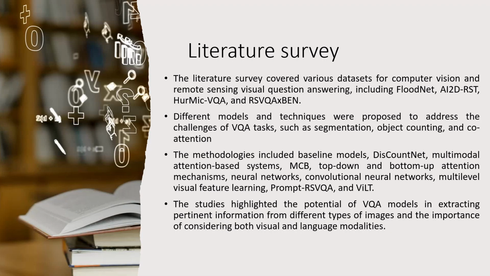During our literature survey, we explored various datasets for computer vision and remote sensing visual question answering. Some of the datasets we examined were FloodNet, AI2D RST, HerMike VQA, and RSVQA xBin. To address the challenges of VQA tasks, different models and techniques were proposed, including segmentation, object counting, and co-attention.